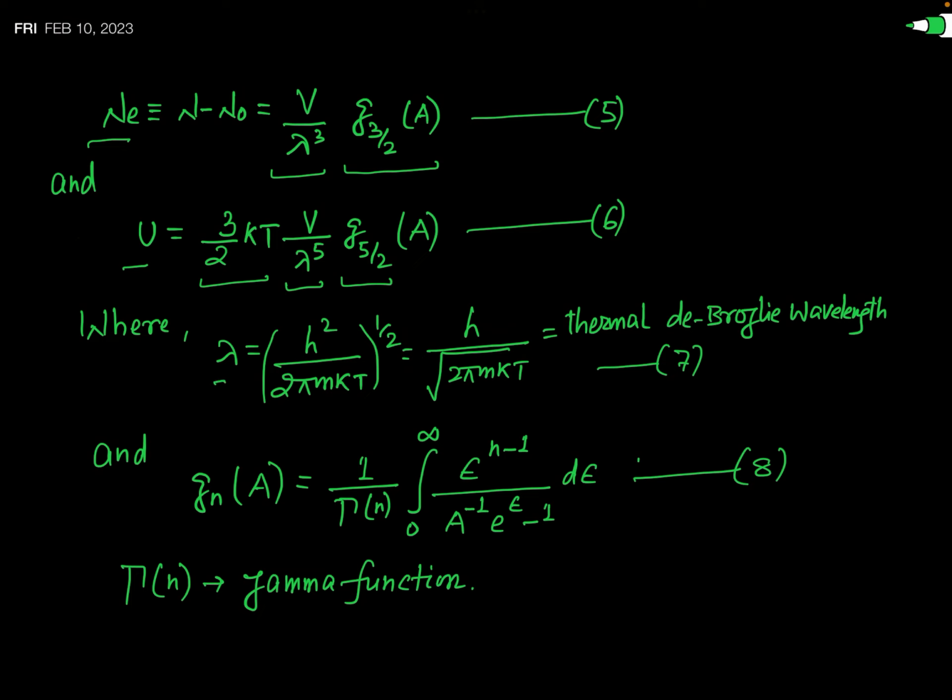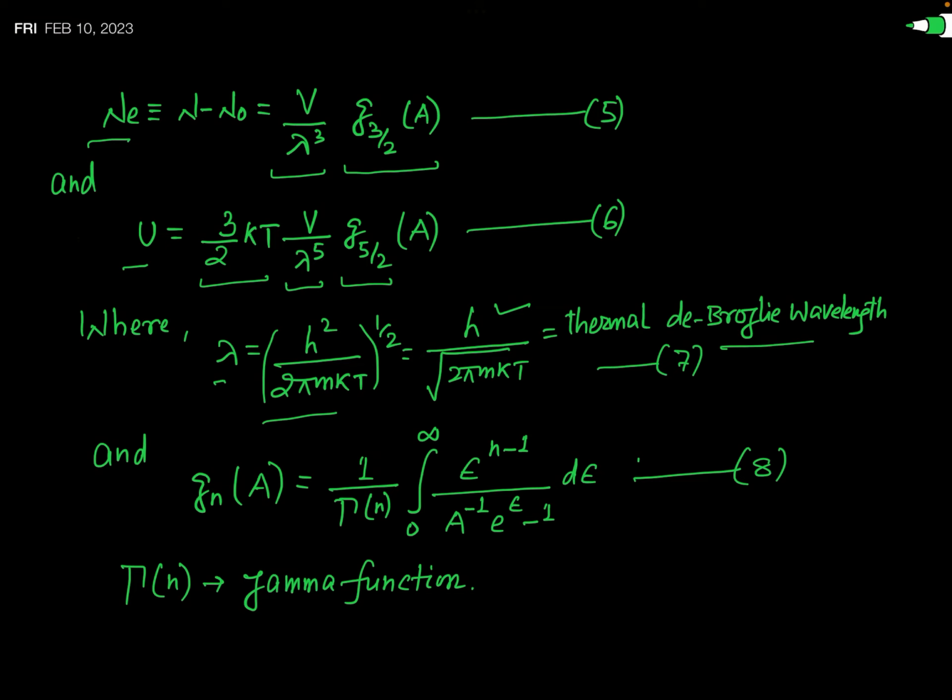Actually, this lambda, which is called thermal de Broglie wavelength, has been written in place of (h square over 2 pi m kT) whole to the power half. Or you can also say that this lambda is equal to h over square root of 2 pi m kT.